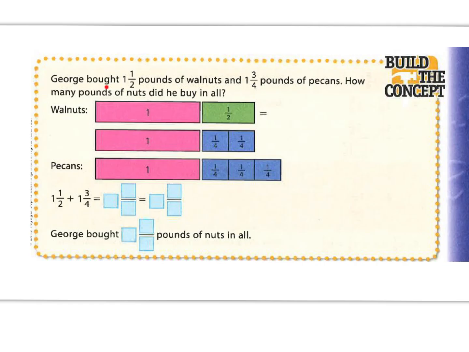This says, George bought 1.5 pounds of walnuts and 1 3/4 pounds of pecans. How many pounds of nuts did he buy in all? So walnuts was 1.5, and then 1 3/4. 1.5 is the same as 1 2/4, and then pecans is 1 3/4. So 1/2 plus 1/4 equals, we can see that it is 2 wholes and 5/4.